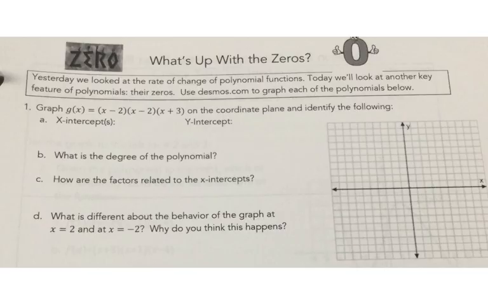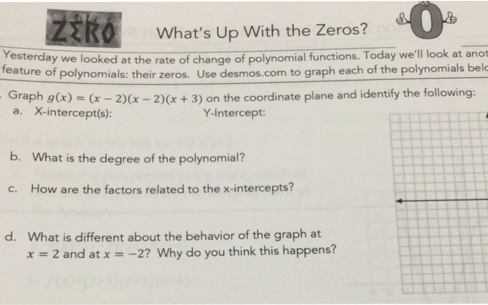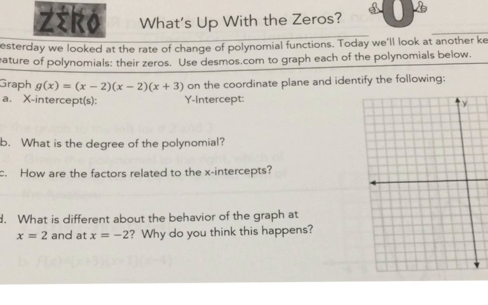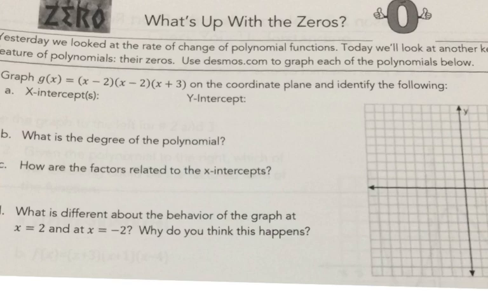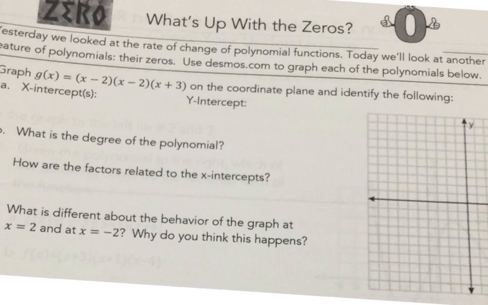Today we're going to look at another key feature of polynomials: their zeros. So what's another word for zeros? Roots, x-intercepts, solutions, right? All mean the same thing. So we're looking at their x-intercepts. It says use Desmos to graph the polynomials. We're not going to use Desmos. We're going to use our graphing calculator. Okay?